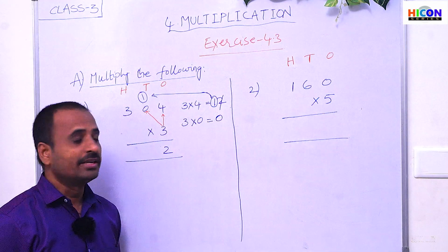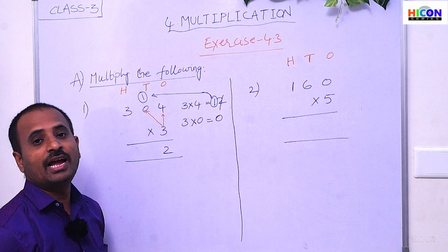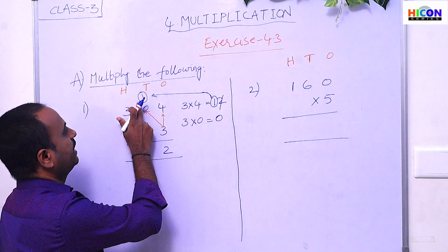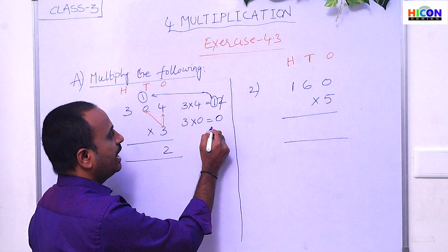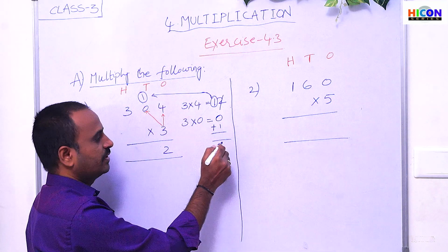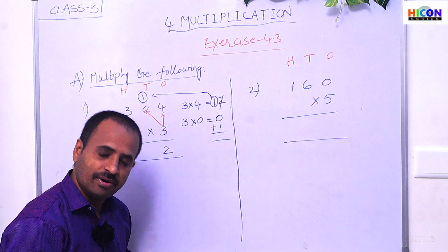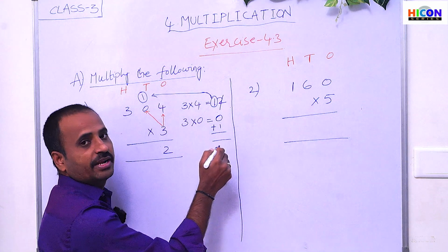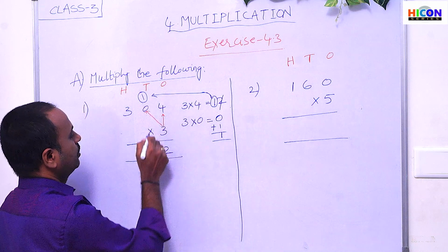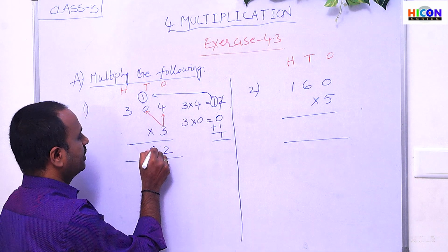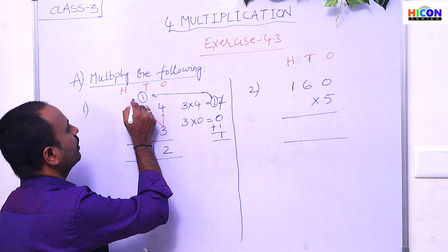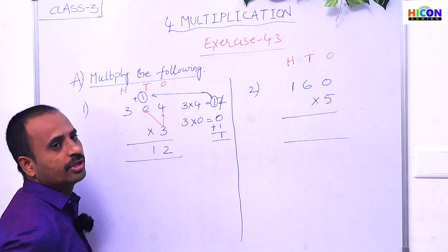And if there is a carried number, we have to add that carried number to the product. So the carried number is 1. We have to add that carried number 1 to the product. So 0 plus 1, we will get 1. If any number is added to 0, we get the same number. So the answer is 1. Write 1 under the tens place.